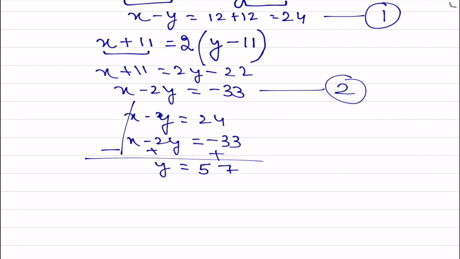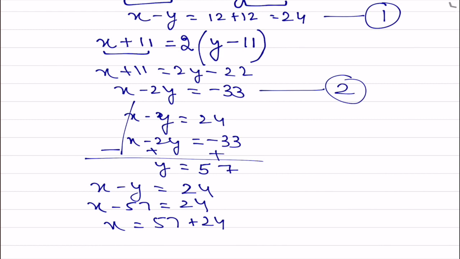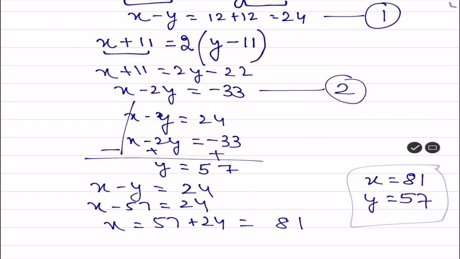The number of students in room B is 57. Now get the value of X. Put it in any one of the equations. So X is equal to 57 plus 24, that is equal to 81. So the number of students in room A is 81 and room B is 57. So this is the answer.